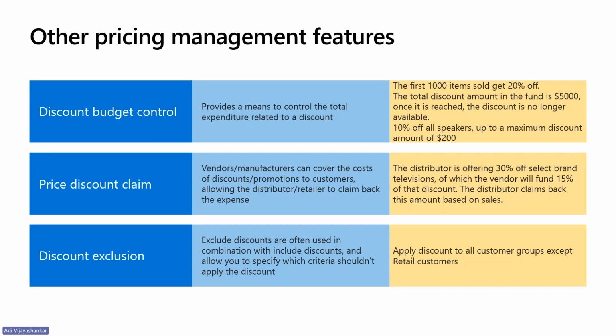The price discount claim capability provides a means for vendors and manufacturers to fund the cost of discounts and promotions to customers. The distributor or retailer can then claim back the expenses. The claimable discount can be the full discount amount or a portion of it. Discount exclusion can be used in scenarios where a discount might have broad applicability, except for certain segments or customers. Discount exclusions make it easier to manage by exceptions.